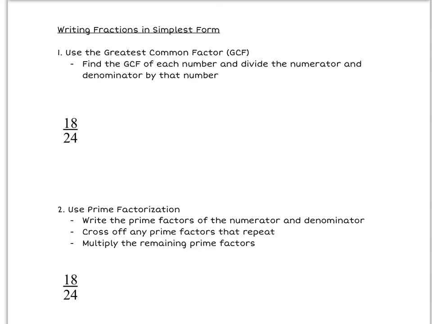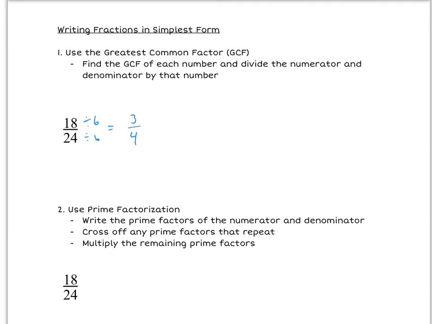So the greatest common factor of 18 and 24, does anyone know that? 6. So if you know it, great. You would just divide by 6 on the top and bottom. 18 divided by 6 is 3, and 4 on the bottom. That's a pretty easy one. If you have really big numbers and you're not sure, that gets a little harder because we can't do greatest common factor in our head.